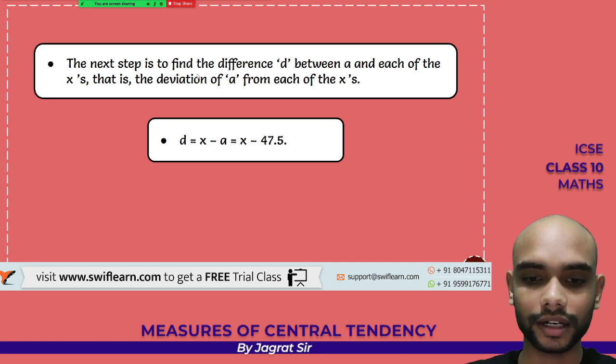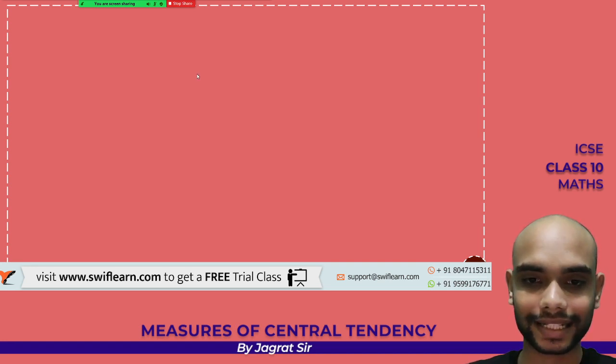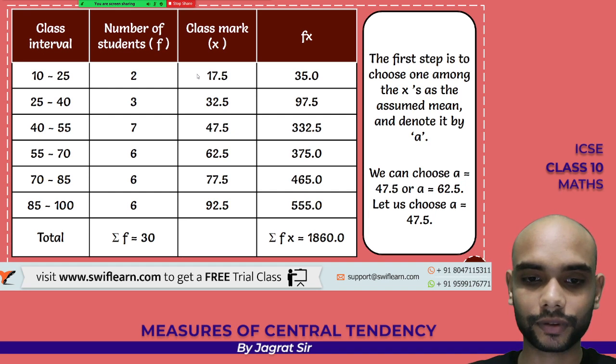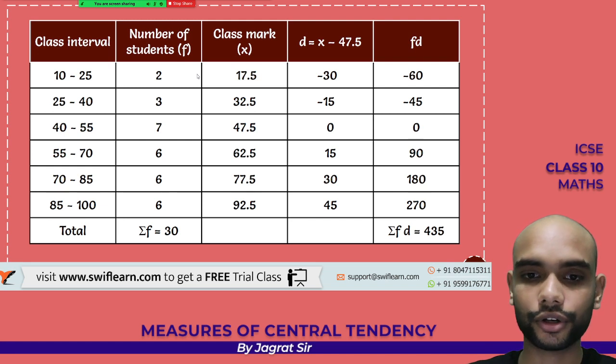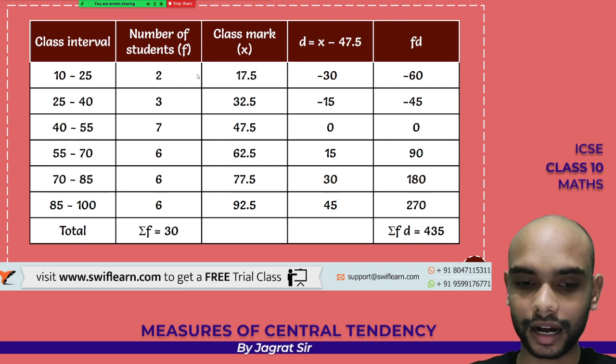Now you will subtract this 47.5 from all the x's that are there. So 17.5 subtracted from 47.5, and this will come down. This is how your new table will look. Remember, x comes in the front, and you will be getting minus digits before the numbers. Now you can multiply: 2 into 30 is 60, 3 into 15 is 45, 7 into 0 is 0, 6 into 15 is 90, and now add them and divide them.